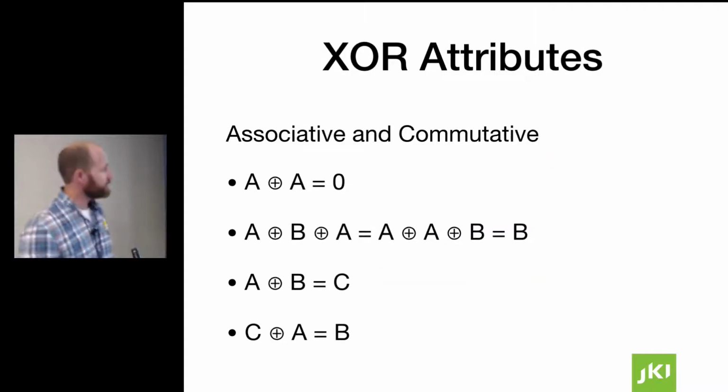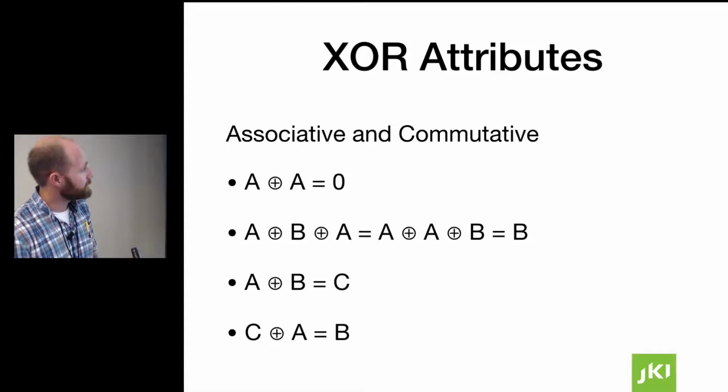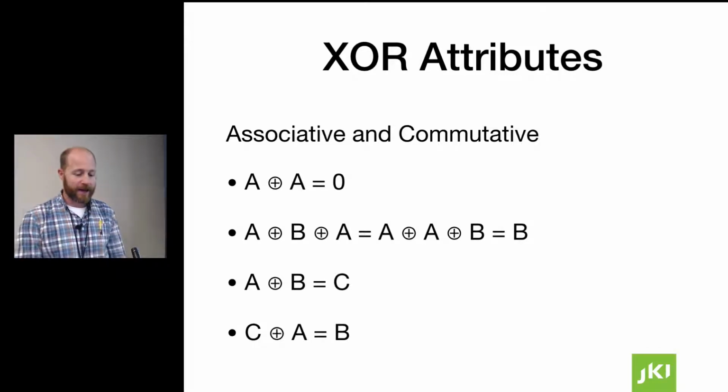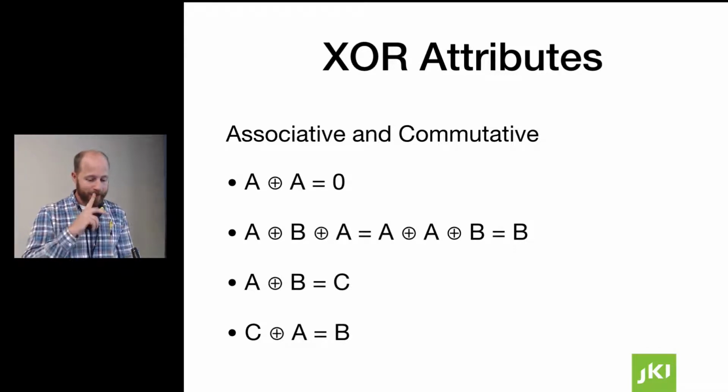Okay, so some different XOR attributes. We talked about how A XOR A is 0. And what's interesting is that A XOR B XOR A, because XOR has a commutative property, we can rearrange that as A XOR A XOR B. And because we know that A XOR A is 0, that means that we just get B. So A XOR B XOR A is equal to B.